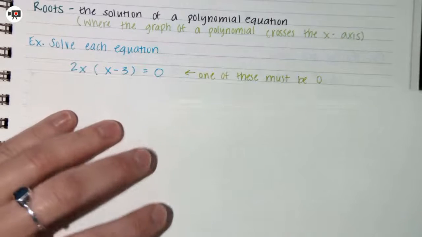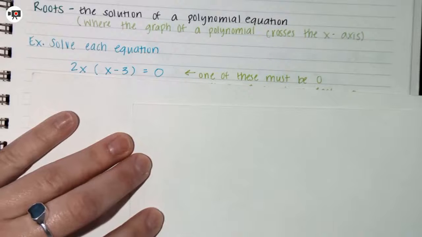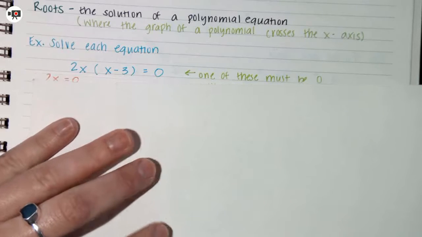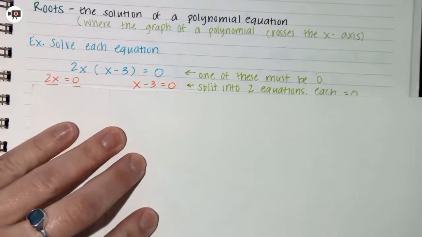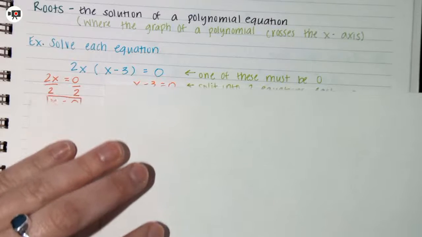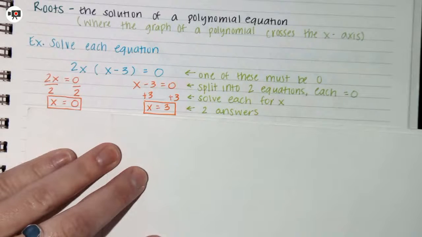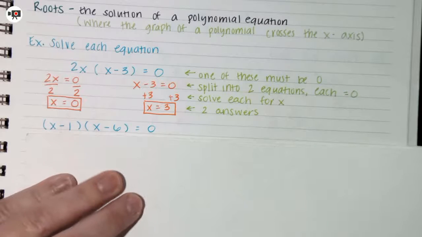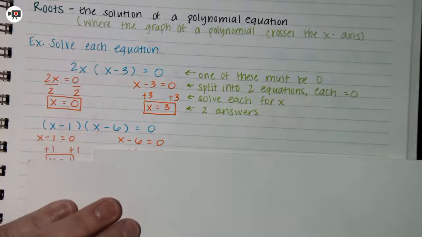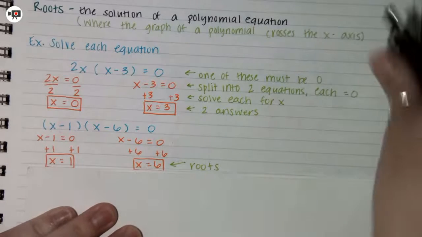If we solve each equation, 2x times x minus 3, one of them must be 0. So I'm going to split it into two different equations equals 0. Solving the left, I get x equals 0. Solving the right, x equals 3. If I have this one, split it into 2, solve the left and x equals 1, solve the right and x equals 6.